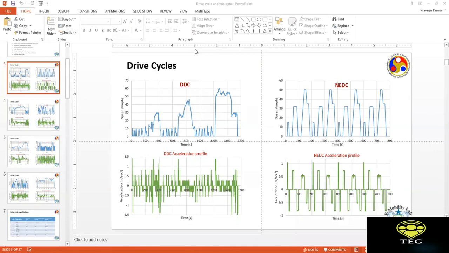So what I understand from here, sir, is that in DDC we need more torque and in NEDC we need more power. Your observation is very correct, and if you look at the torque profiles, which are the green curves, then of course in case of DDC you are coming close to 1.5 meters per second. Yes, your observation is very correct.